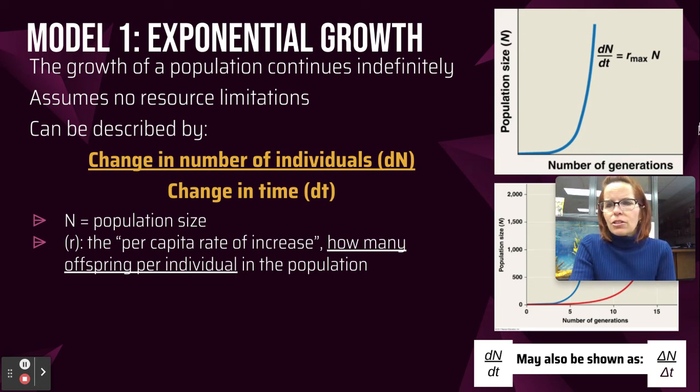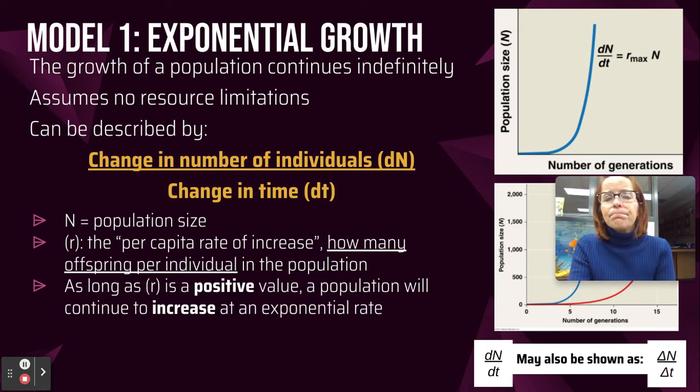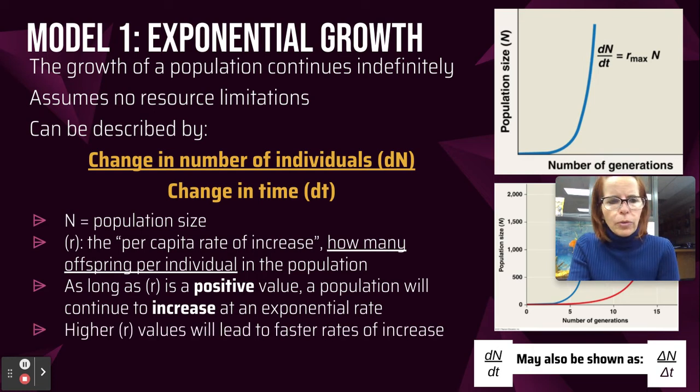R then, if you take a look, you have R max times N. R is the per capita rate of increase, or said more simply, how many offspring per individual. Remember, capita means individual, per capita means per individual. So how many offspring there are per individual in the population. As long as R is a positive value, a population will continue to increase at an exponential rate.